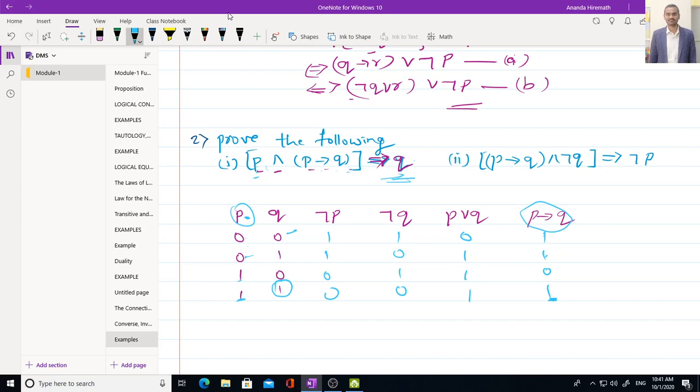Well, similarly for the second, P conditional Q and not Q. Where is P conditional Q? This one. And not Q should be 1. Where is not Q? Yes, here. Not Q is 1 and P conditional Q is 1. In this combination, is not P 1? Yes, it is. So hence it is proved that whenever P conditional Q and not Q are true, it implies that not P is also true.